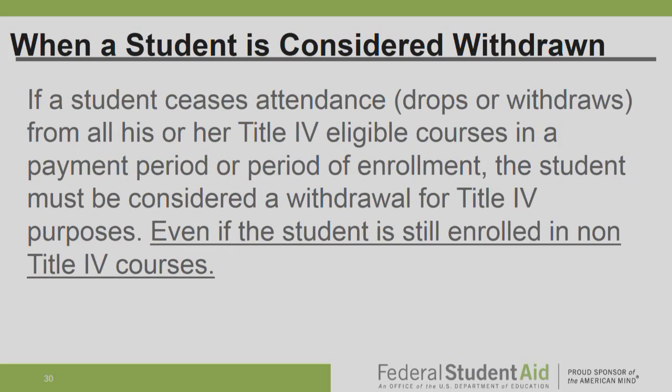Now, some things I want to point out to you. I'm going to say this word for word. If a student ceases attendance, basically drops or withdraws from all of his or her Title IV eligible courses, I'm going to remind us, in a payment period or period of enrollment, the student is considered a withdrawal, even if the student is enrolled in non-Title IV courses. Now, what's interesting about that, I won't go into great detail, but for enrollment reporting purposes, that's not the case. But for Title IV purposes, it is indeed the case. You must withdraw them and do your R2T4 calculation, okay?